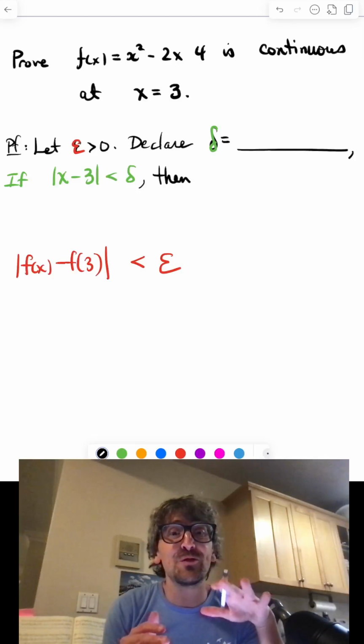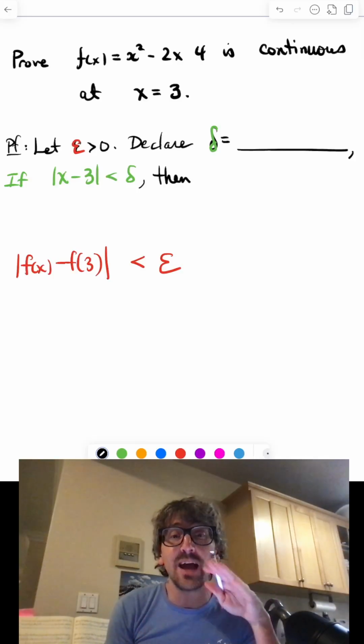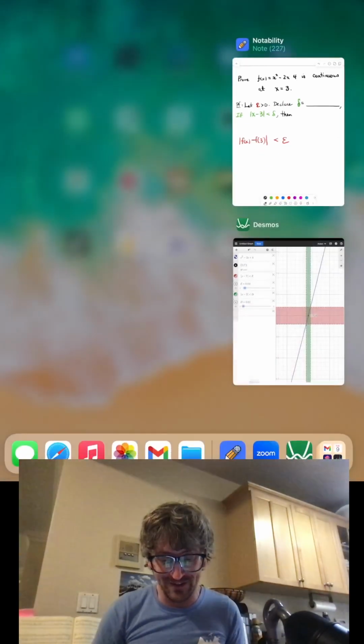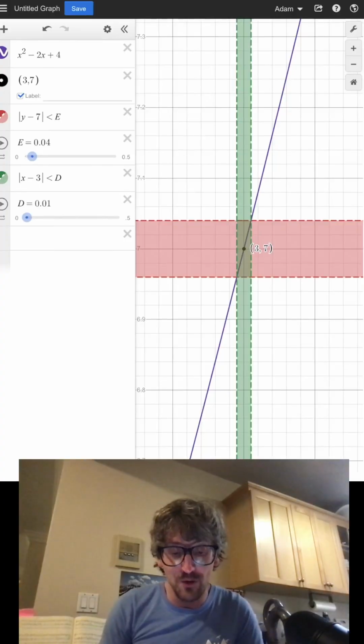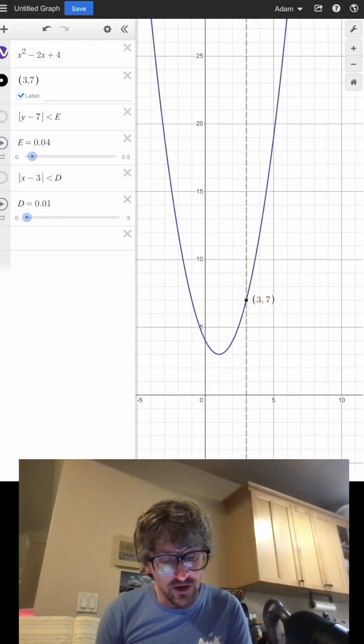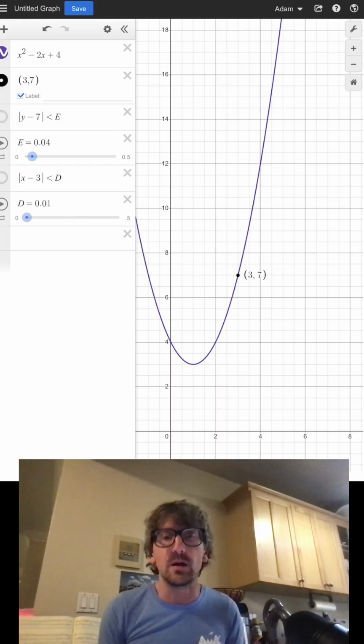Hey guys, let's prove that this function is continuous using epsilon and delta. Okay, before we fill in the details, let's see a picture and see what we're talking about. So we're talking about this parabola here, and we're trying to check that it's continuous at the point (3, 7).